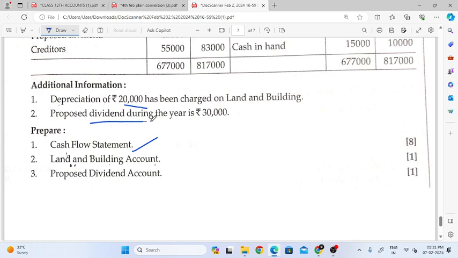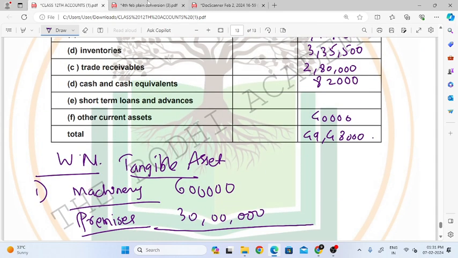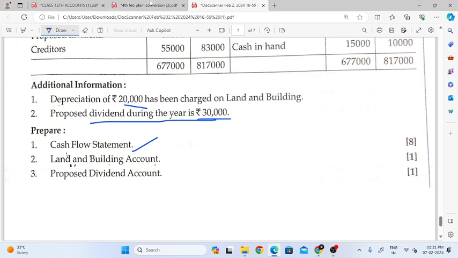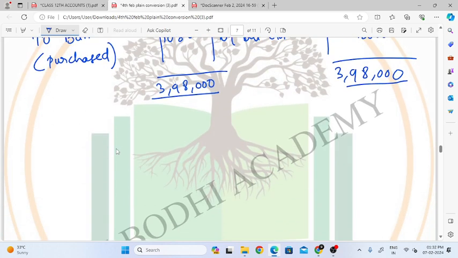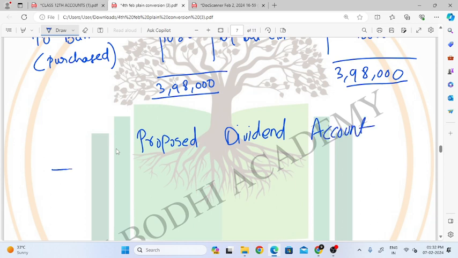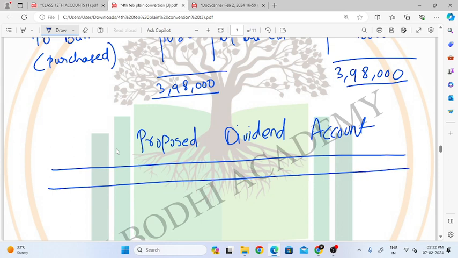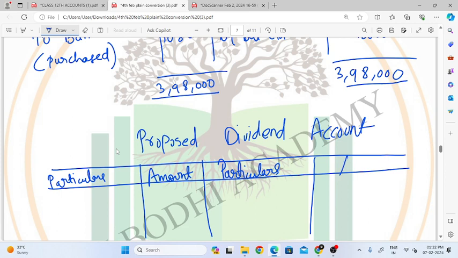Okay. Then next we have to prepare proposed dividend account. During the year it is 30,000. So I am preparing proposed dividend account also. Proposed dividend account. So particulars, amount, particulars, amount.